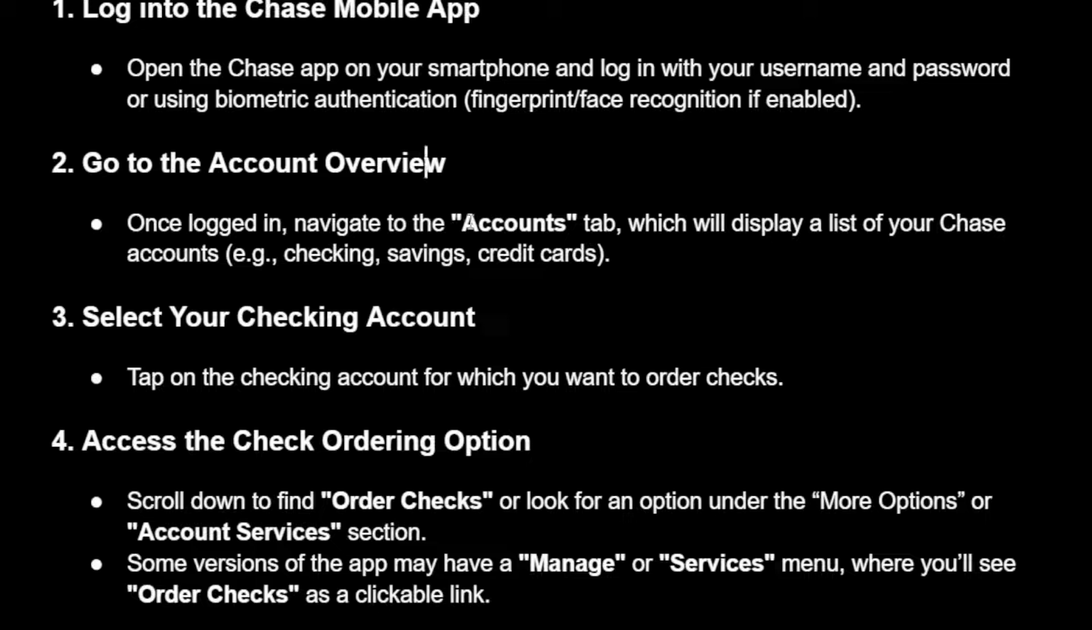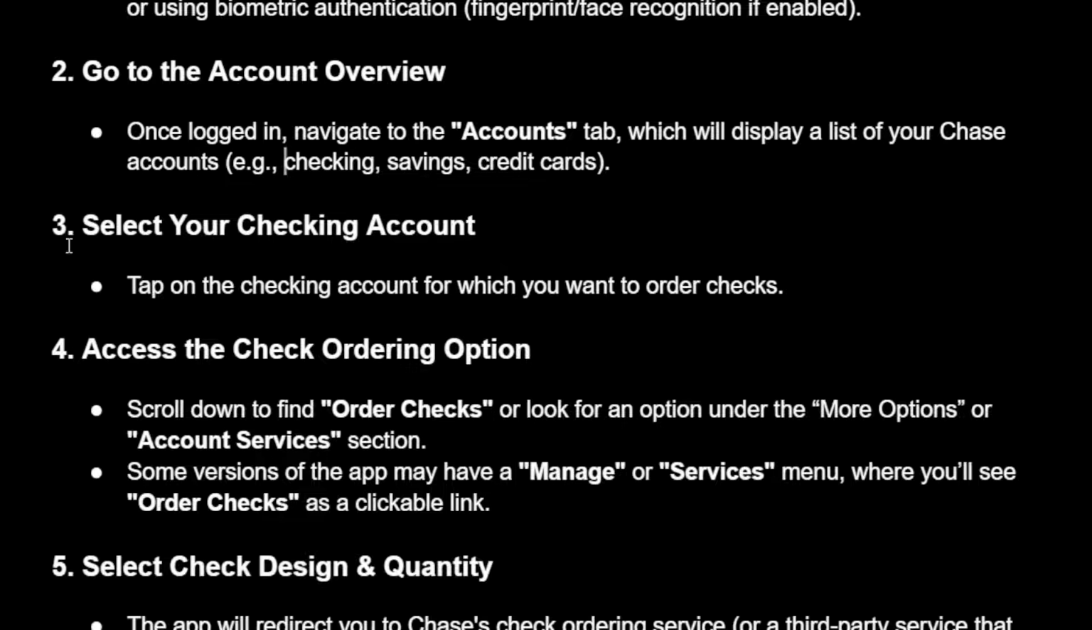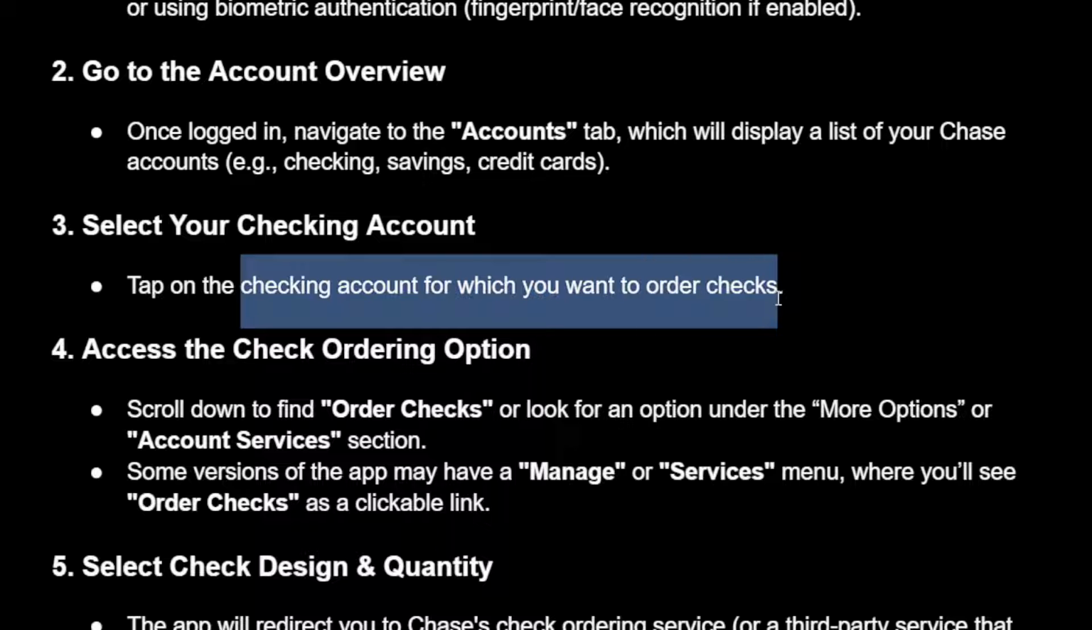Once you have been logged in, navigate to the Accounts tab, which will display a list of your Chase accounts: checking, savings, and credit cards. You want to select your checking account. Tap on the checking account for which you want to order checks.